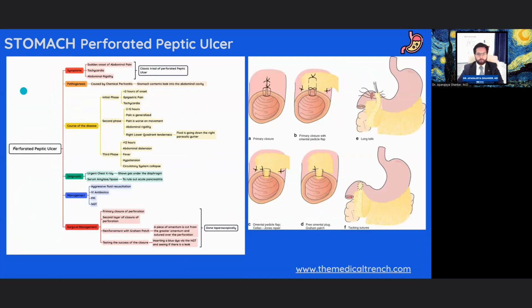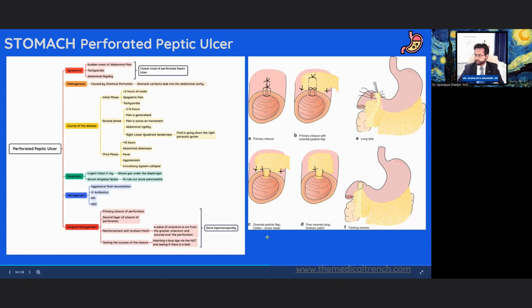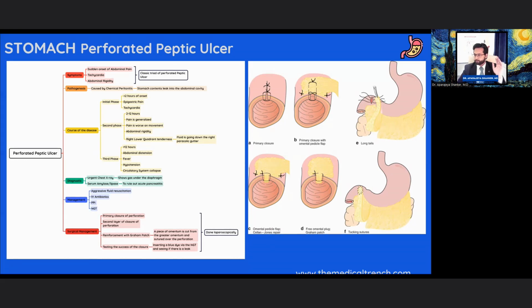So we will now go into perforated gastric ulcer. Now, if you have any questions up until this point, please type them in the chat. I can see that there are 2 questions already, so I'm going to address them before we go any further.